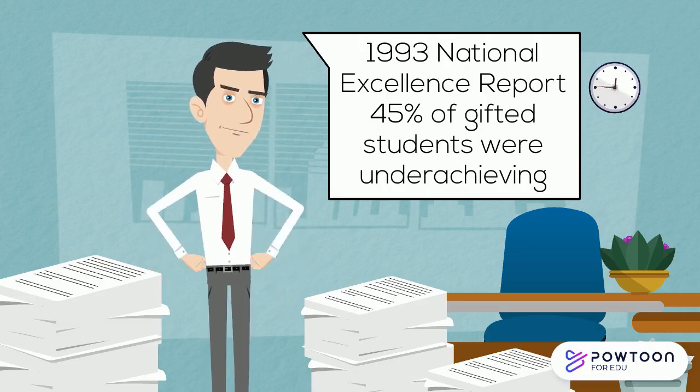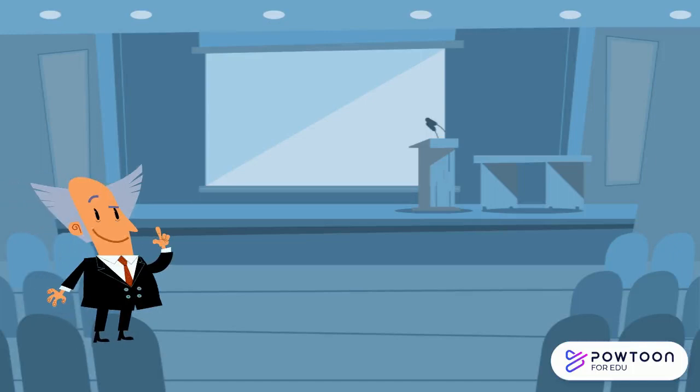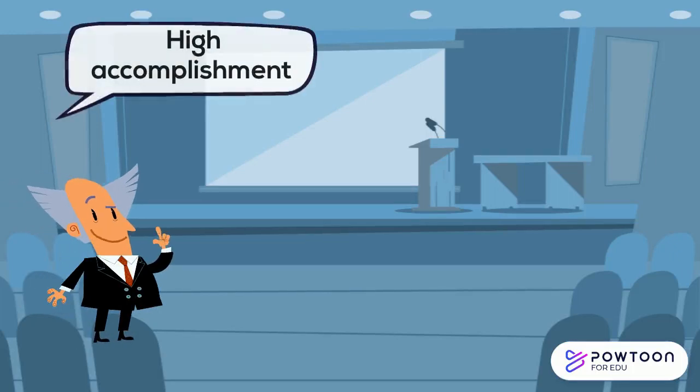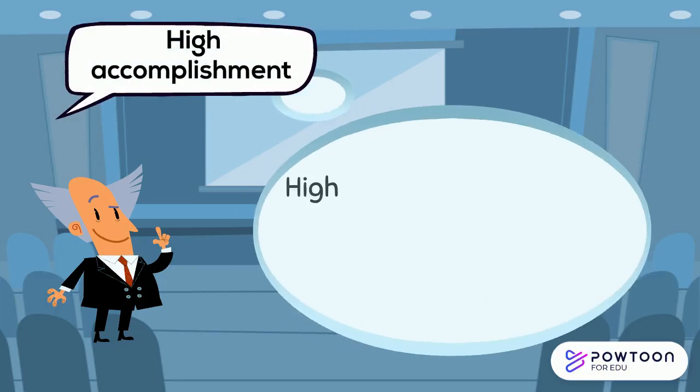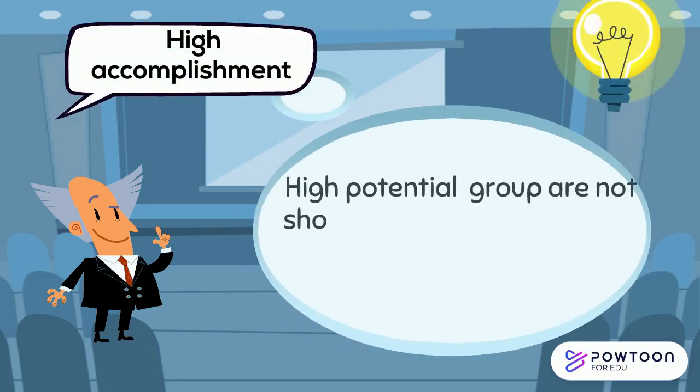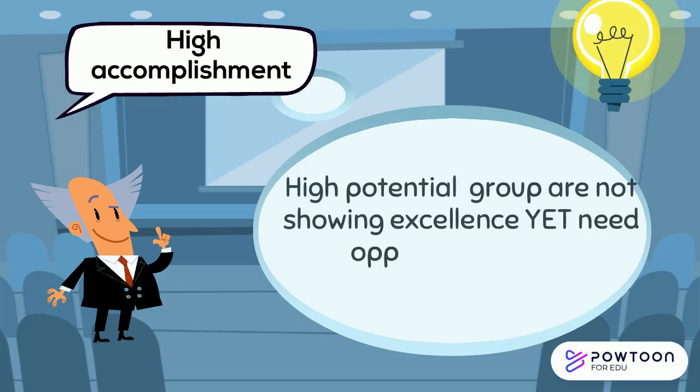This helps us remember that there are really two groups of gifted students. The first are high achievement, our typical gifted students. The other are high potential, those who have the aptitude but have not yet had the instruction or the opportunity to develop those aptitudes.